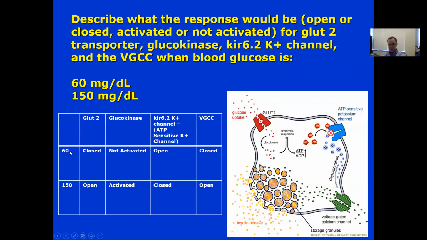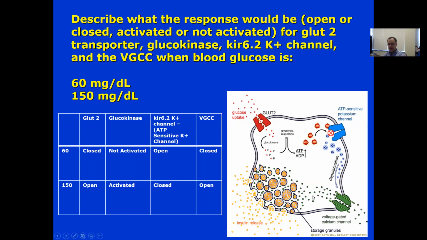So what happens at 60 milligrams per deciliter? Well, as you recall, with the lowering of glucose, that's going to cause these GLUT2 channels to close, and as a result, glucokinase is also not going to be activated. When these are not activated at low glucose levels, that's going to cause these ATP-sensitive potassium channels to remain open, allowing potassium to escape. As a result, you're not going to have a depolarization of this cell membrane, and therefore, without depolarization, the voltage-gated calcium channels will remain closed.